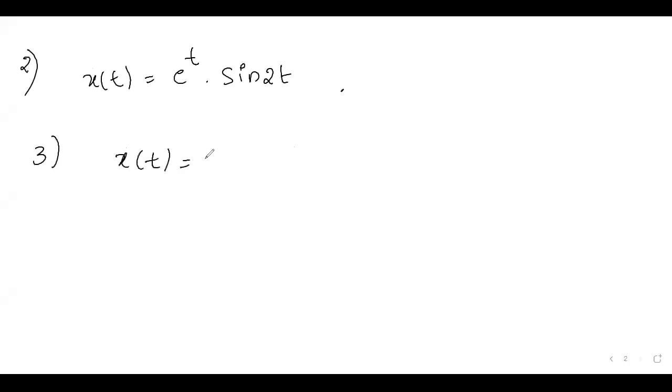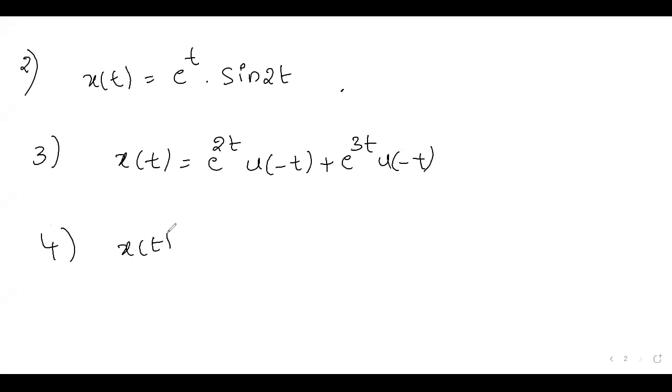Next, a few more problems, take them as homework problems. Try to solve this. x of t equal to e power t into sine 2t. Next, x of t equal to e power 2t into u of minus t plus e power 3t into u of minus t. Try to solve these two problems as well as this one. x of t equal to t into e power minus 2 into mod t. This problem also you have to solve.